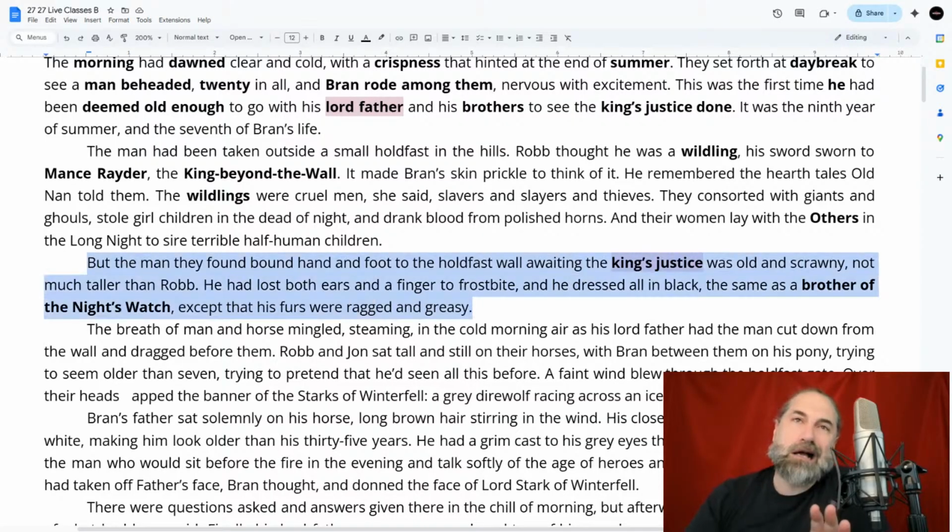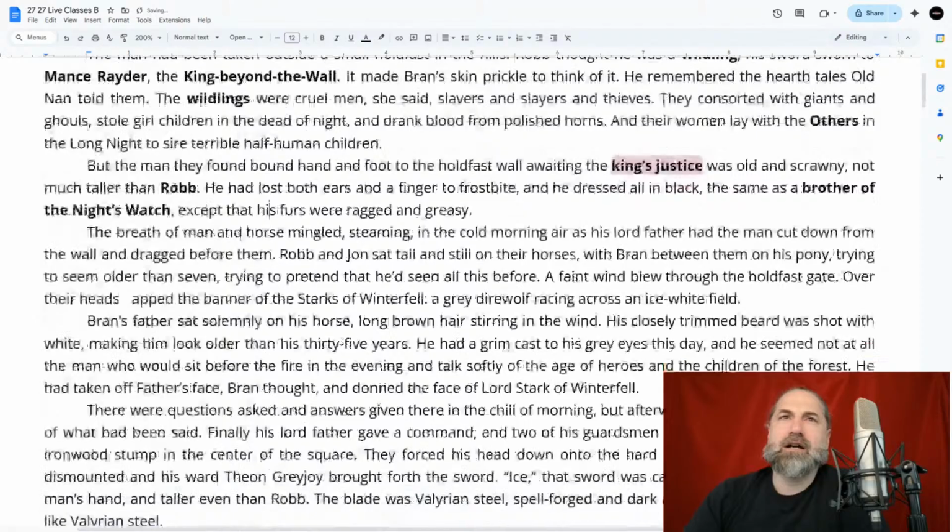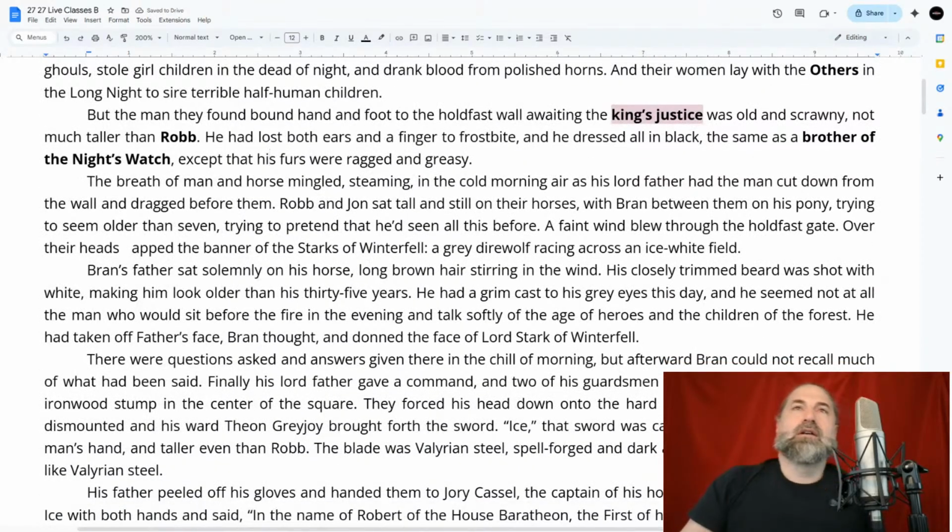By the way, this is plot. This is world building. Plot, world building. Oh, and character development. Much taller than Robb. All right, keep it going. The breath of man and horse mingled, steaming in the cold morning air as his Lord Father had the man cut down from the wall and dragged before them. Robb and Jon sat tall and still on their horses, with Bran between them on his pony, trying to seem older than seven, trying to pretend that he'd seen all this before.